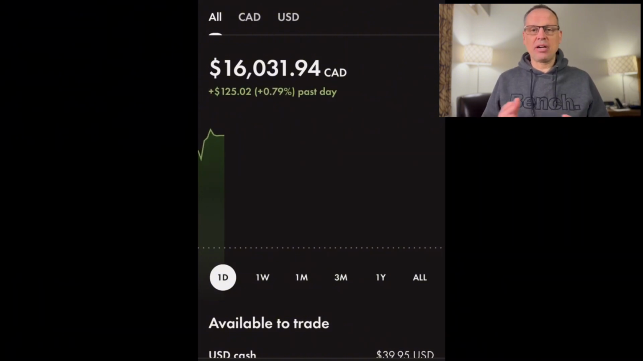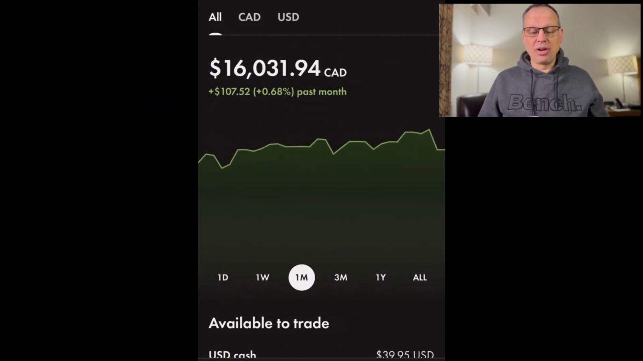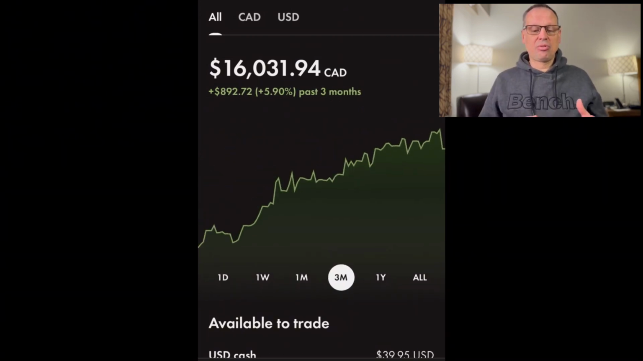So we'll go over some of the metrics about the performance of it. Over the day, and today the trading day has just started. We're about an hour into the trading day when I'm recording this. So right now we're up $125 for the day. On the month, we're up $107. On 3 months, we're up $892.